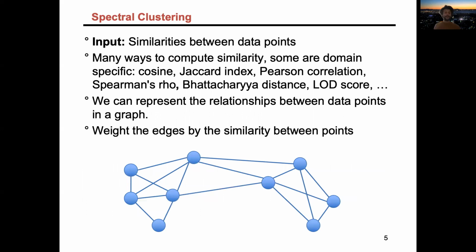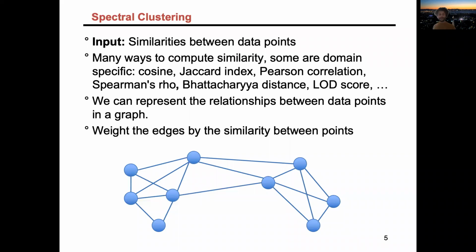The input is similarities between data points. This can be given to you. You have a lot of data points and some notion of similarity between them. Either you can construct that similarity using many of these things listed in the slide, cosine similarity, Jaccard index. It usually depends on your data which one makes sense. Or it can come as part of the input.